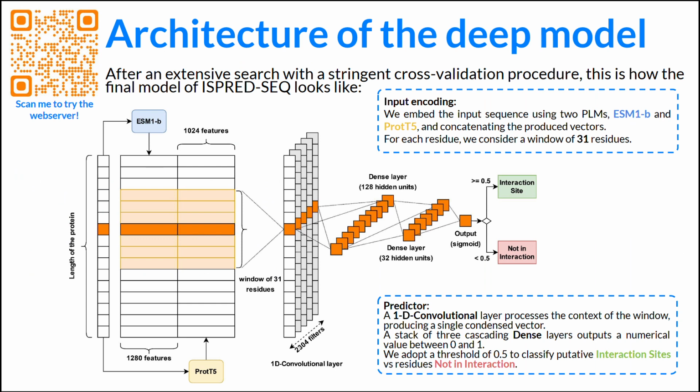After an extensive grid search with a stringent cross-validation procedure, the final model architecture of ISPRED-SEQ adopts two different and complementary protein language models to encode the input, ESM1B and PROT-T5. Each residue is processed independently by the network, after considering a window context of 31 neighboring residues. Each input matrix is first processed by a convolutional layer that captures local patterns in the window, and then by a stack of dense layers to generate a binary classification, distinguishing putative interaction sites from other residues.